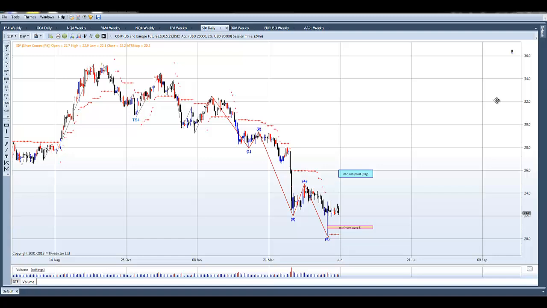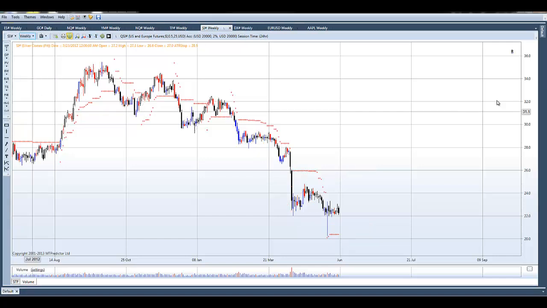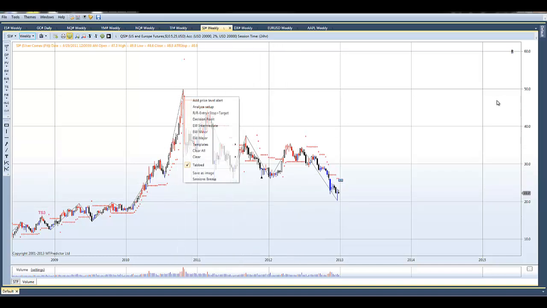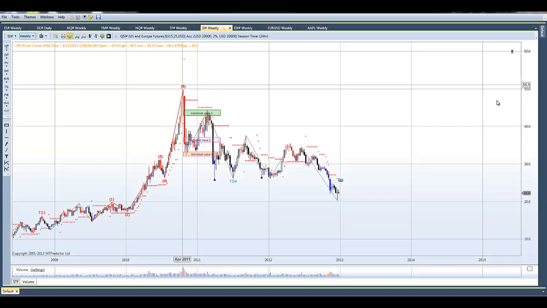Again, typically you get a correction back to the wave 4 DP, and that would take silver back to around the $25 level. Now, if I can pull the weekly chart up here, this is interesting, because on the weekly we know we had the major wave 5 pattern up there. Typically when you go wave 5 up, we get a correction again back to the wave 4 DP.